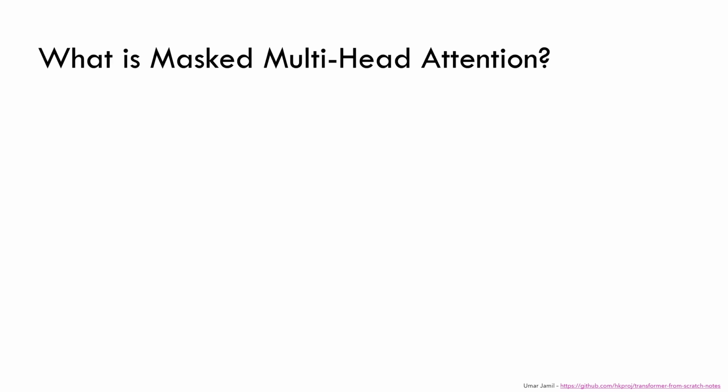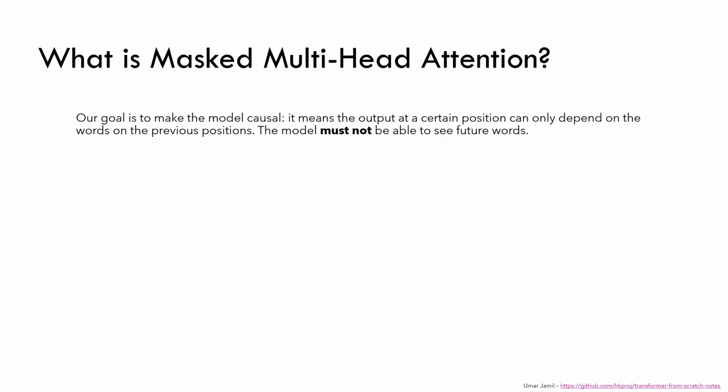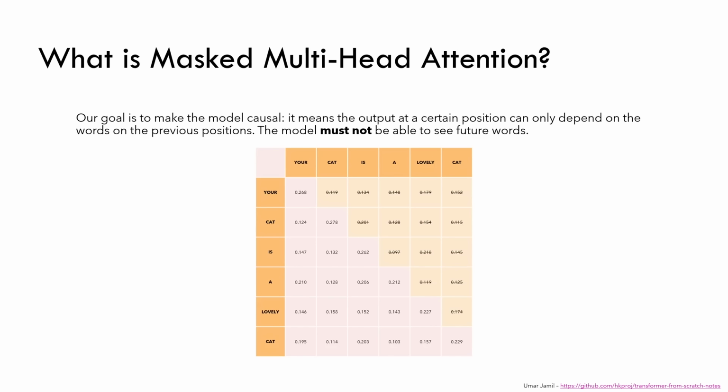What we want, our goal, is to make the model causal. It means that the output at a certain position can only depend on the words at the previous positions. So the model must not be able to see future words. How can we achieve that? As you saw, the output of the softmax in the attention calculation formula is this matrix, sequence by sequence.